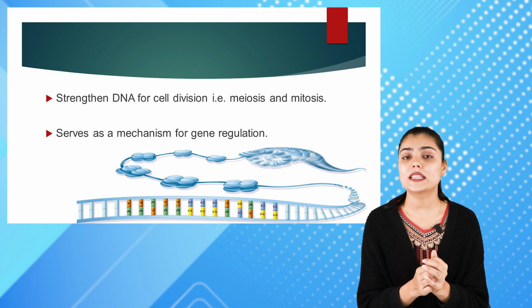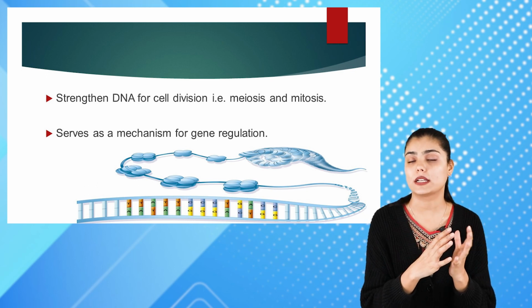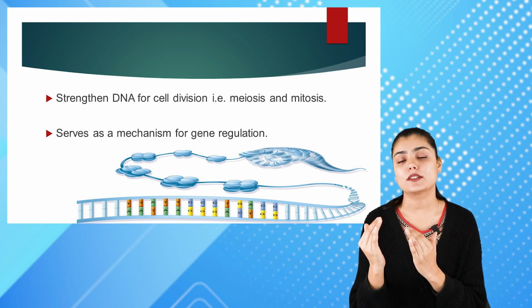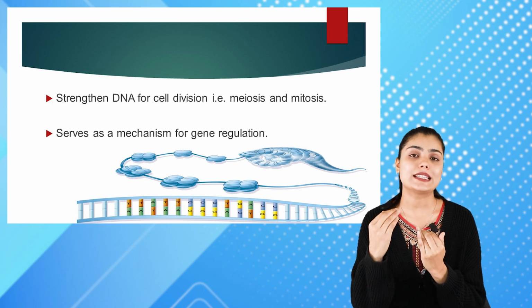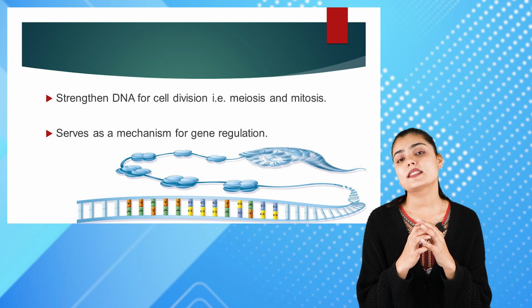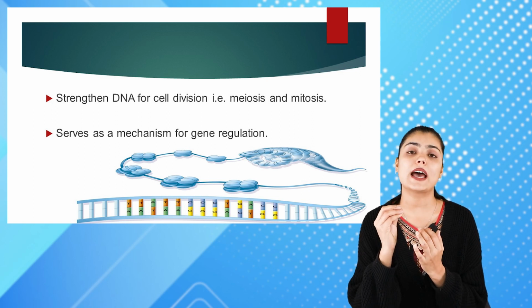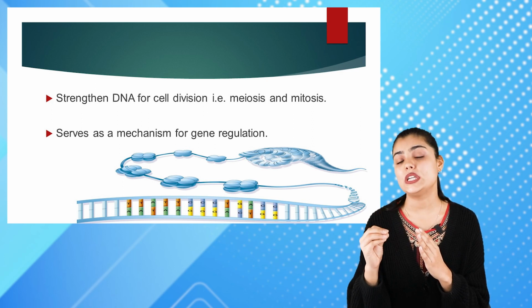Chromatin also strengthens the DNA for any kind of cell division, that is, for mitosis and meiosis. Chromatin helps to strengthen the DNA for cell division, either for mitosis or for meiosis. And the last function of chromatin is to serve as a mechanism of gene regulation.